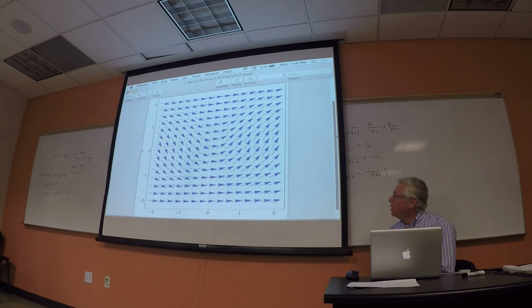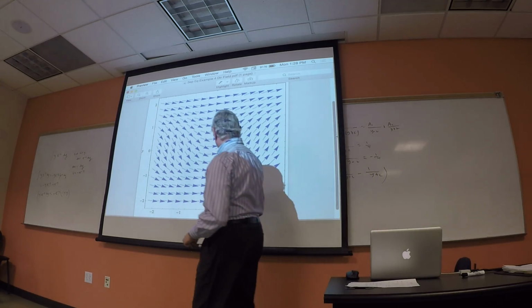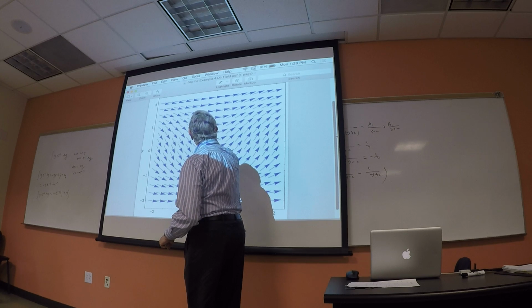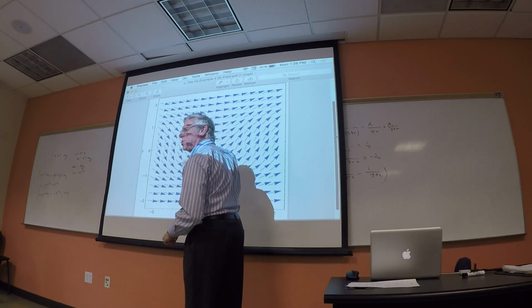Now, if you recall, we solved this subject to the initial condition that it goes through 0, 0. Let's try to see what that looks like. Here's 0, there's 0. It looks almost like a parabola, if you follow it, kind of going through 0, 0.